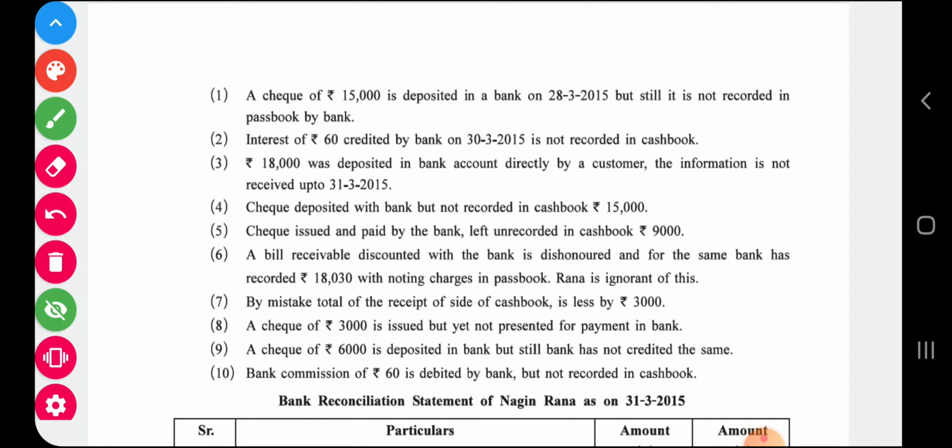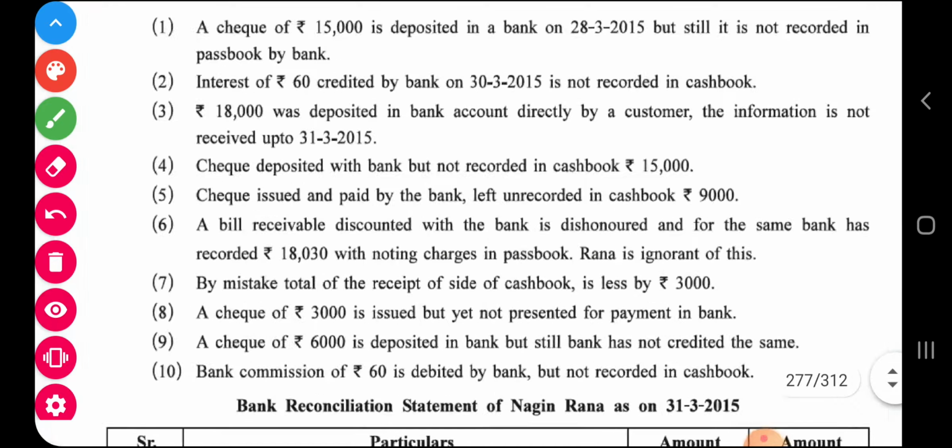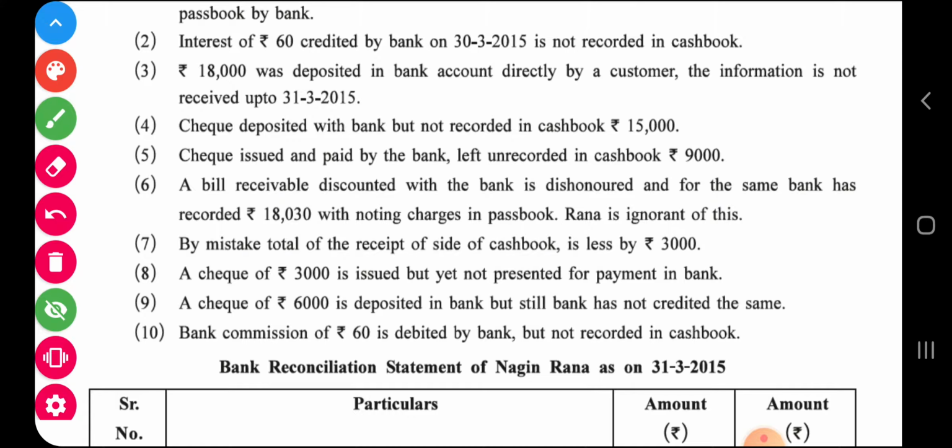Third, 1800 was deposited in the account directly by a customer. The information is not received up to 30th March. Now if the amount is directly deposited in bank, that means this 1800 is recorded in passbook on credit side. Okay, where would it have been recorded?